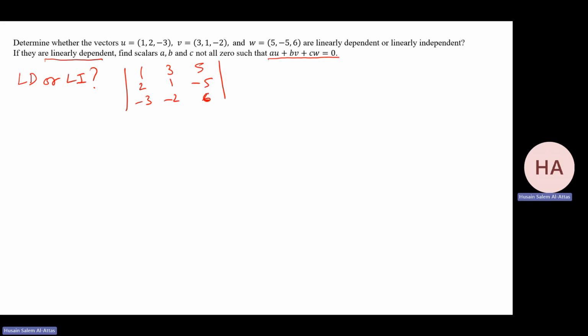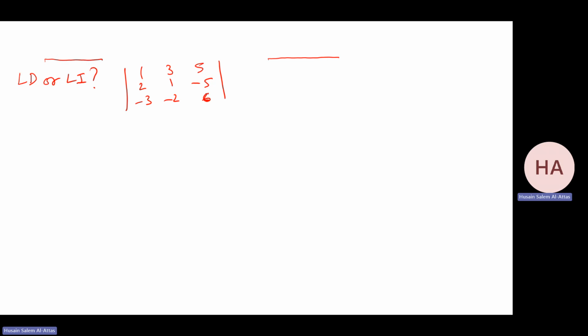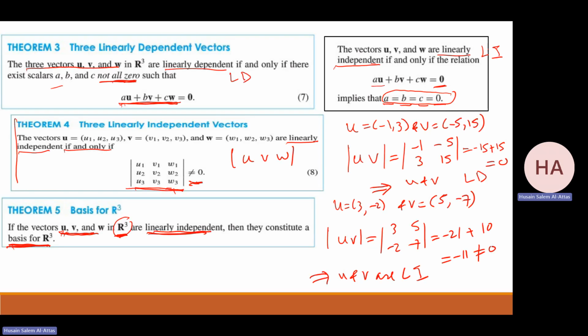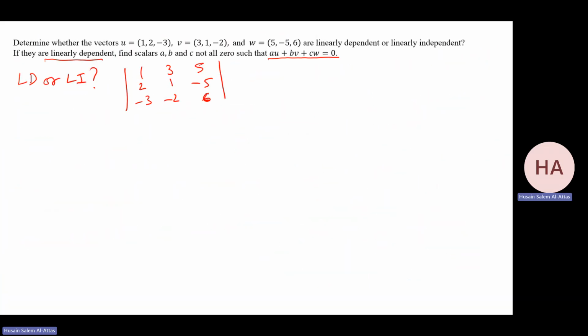Okay, so I want to check this determinant. If this determinant is equal to 0, then they are linearly dependent. If this determinant is not equal to 0, then they are linearly independent, like what we said here. Okay, let us do the calculation. As I said before in solving the system, now we are finding determinants. This is what I need from chapter 3, how to find the determinants, which was explained to you in the prep year, or you can review it.